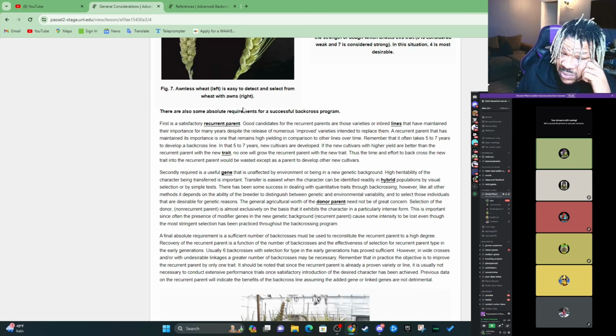There are also some absolute requirements for a successful backcrossing program. First is a satisfactory recurrent parent. Good candidates for the recurrent parents are those varieties or inbred lines that have maintained their importance for many years despite the release of numerous improved varieties intended to replace them.